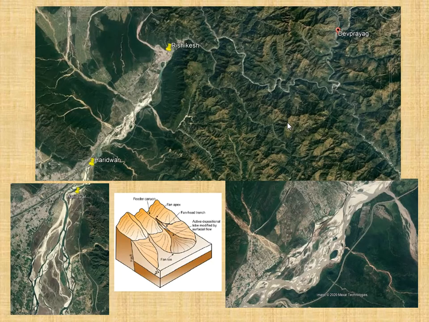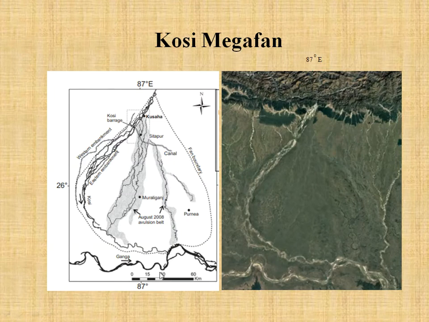Now this is the scale, this bar is 60 kilometers. So this is around 250 kilometers in length and less than around 200 kilometers in width. So that is the size of the fan. That is why it has been referred to as a mega fan of the Kosi river.